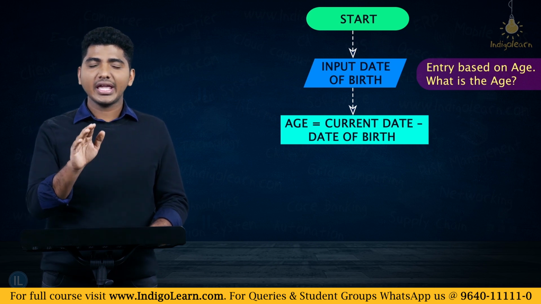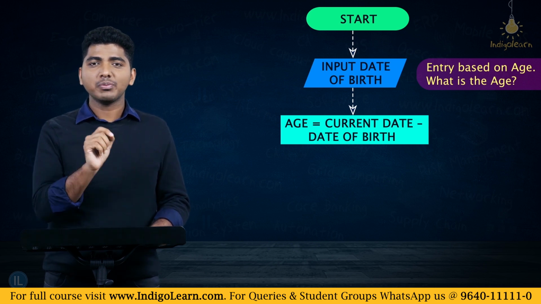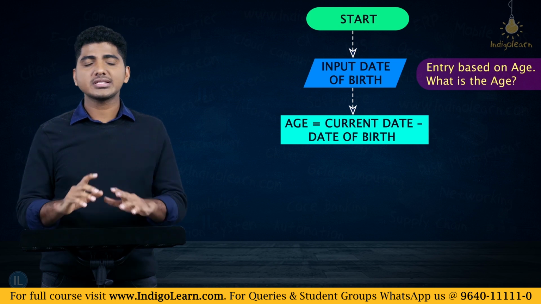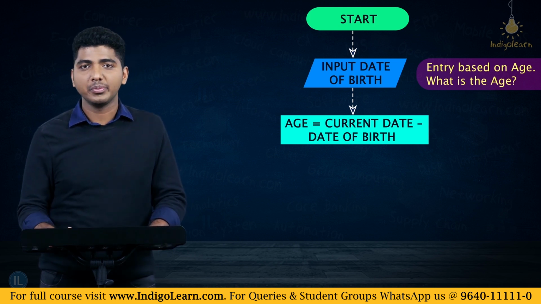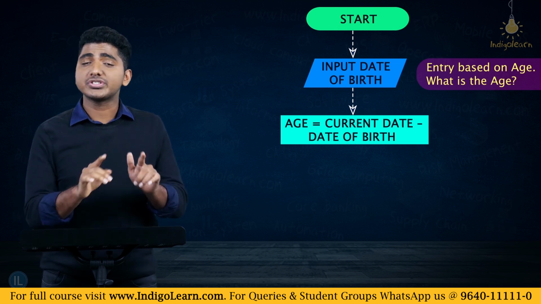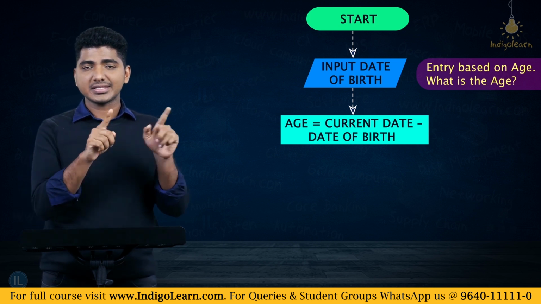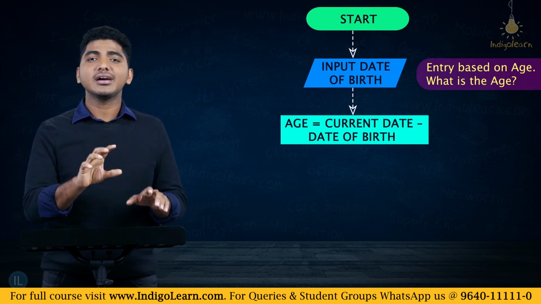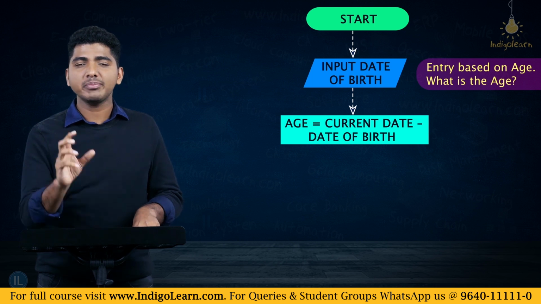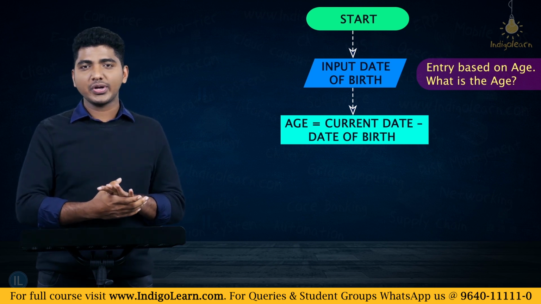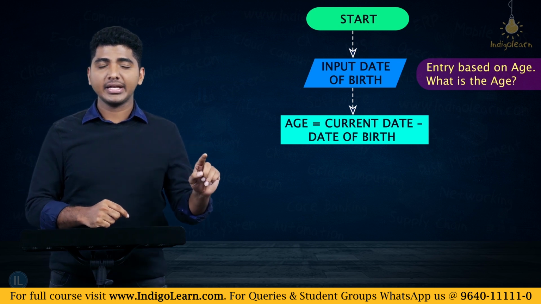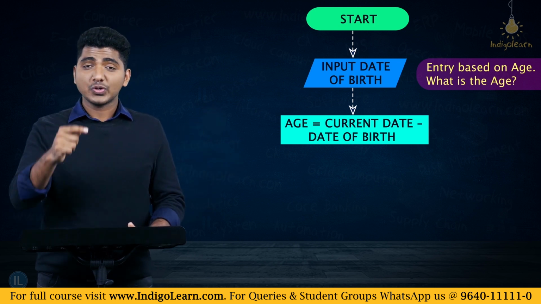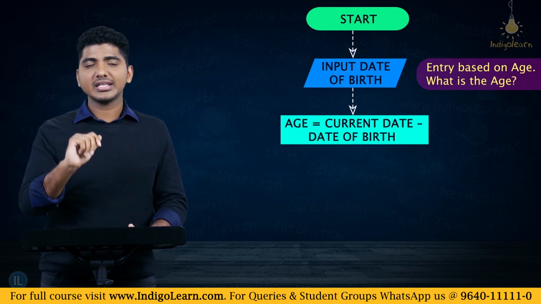So you will say the age is equal to current date minus date of birth. What is age? Age is nothing but current date minus date of birth. Now which shape are you going to put inside? It is going to be a rectangular shape. Why rectangular shape? Because this is the computation that is going to happen. So age is equal to current date minus date of birth. Next, once you do this, you will get the age.